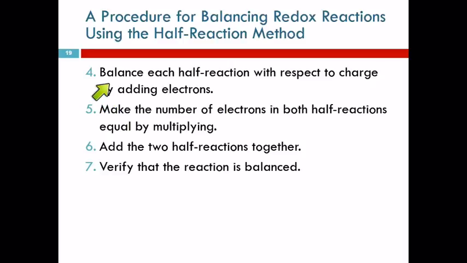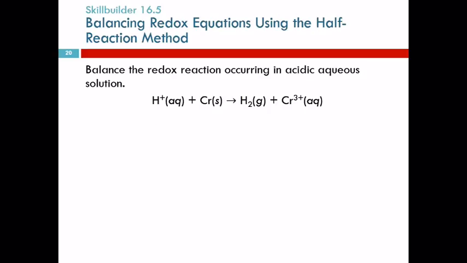Balance them with respect to charge by adding electrons. Make the number of electrons in both half reactions equal. Add them together and check. Easy peasy, right? I'm sorry I have to do this to you. Okay, let's balance this one.